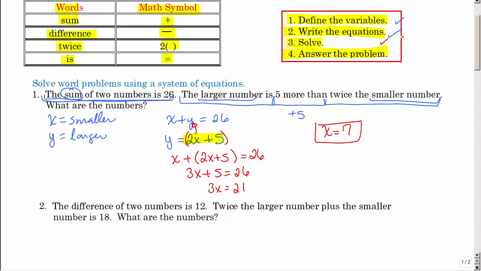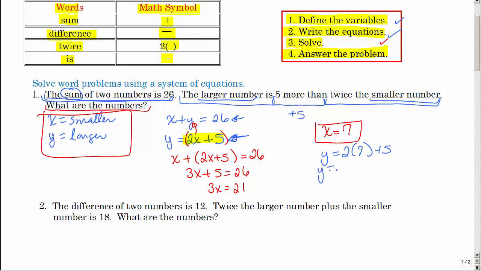So I've solved. But have I answered the problem? No, because it asks what are the numbers. So I need x and y. Well, if x is 7, how am I going to go back and get y? You go back to one of the equations. We can go back to either one. I think I'm going to go back to y equals 2x plus 5. So that's 14 plus 5. That's 19. So our 2 numbers are 7 and 19.